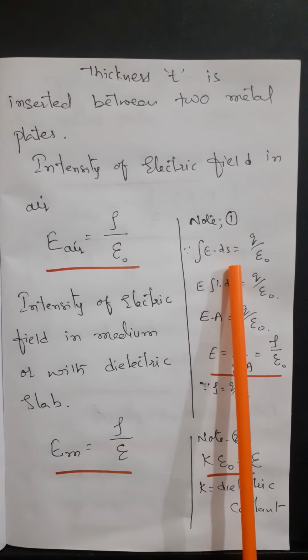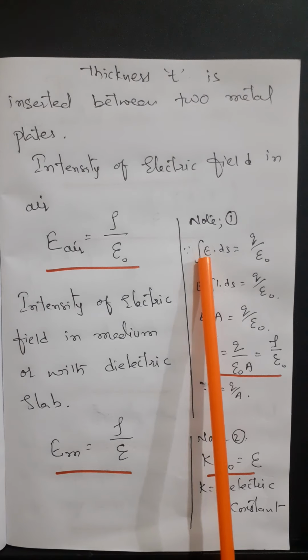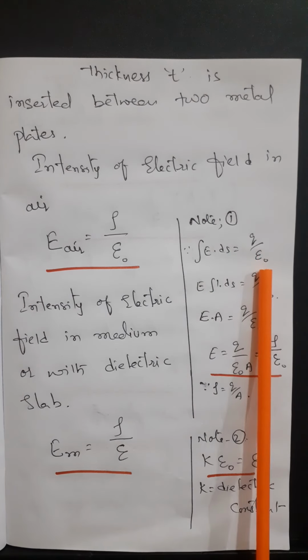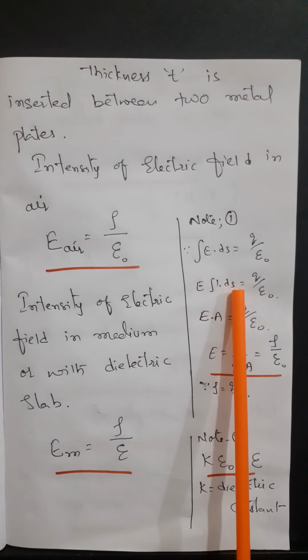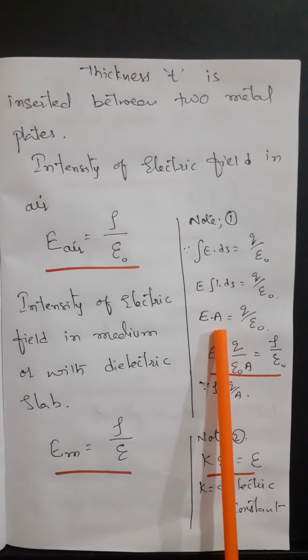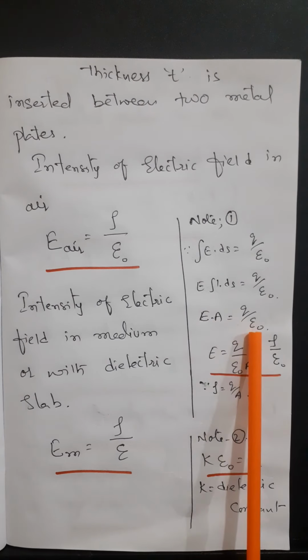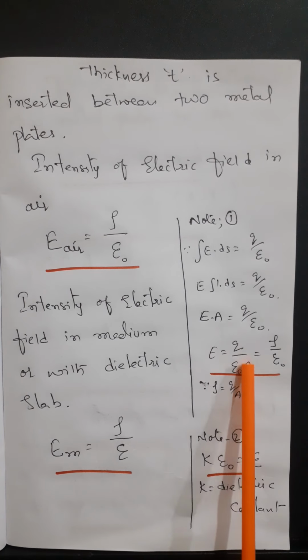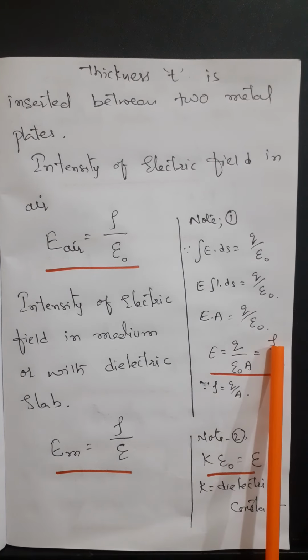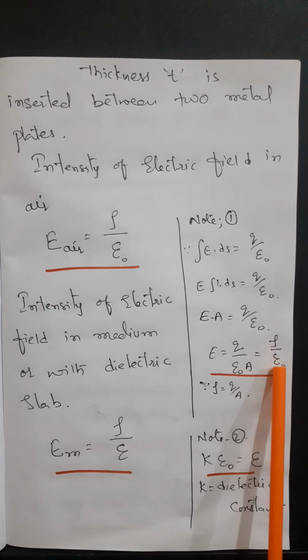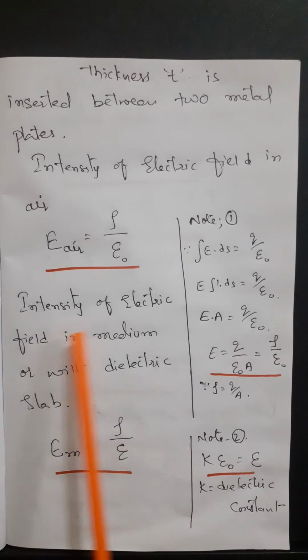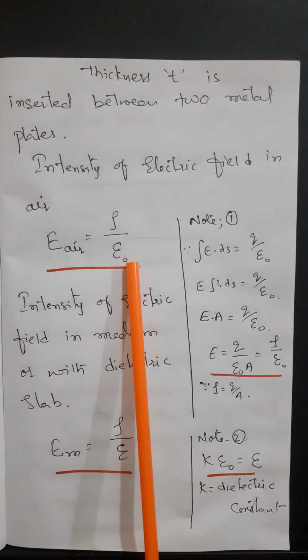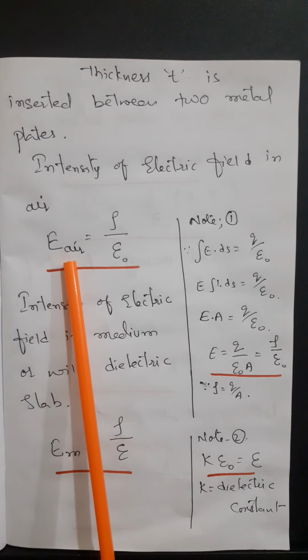According to Gauss law in electrostatics, the closed integral of E dot ds is equal to q by epsilon naught. So this can be written as E times the integral of ds equals q by epsilon naught. The integral of ds is nothing but the area, so E is equal to q by epsilon naught A. Q by A is nothing but the charge density rho, so I can write E in terms of rho by epsilon naught. Epsilon naught is the permittivity constant. This is the intensity of the electric field when only air is there in between, with no medium or dielectric constant.